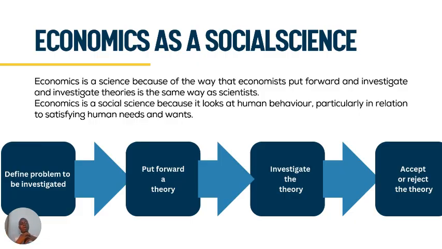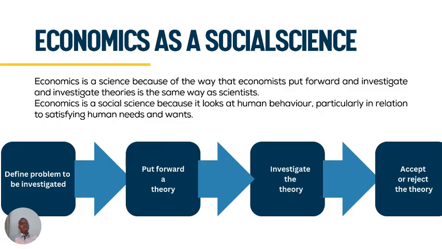Now, you see that every economic theory needs to go through some stages. We have to define the problem to be investigated. Now, what is the problem? I'm just giving an example: let's say in a market, it was discovered that when the price of goods increases, people demand less of that product. Or when the price is low, people demand more of that product. That is something we need to investigate. Why is it that when price is going up, quantity demanded is decreasing? So you now put forward a theory. Now this theory still needs to be investigated.